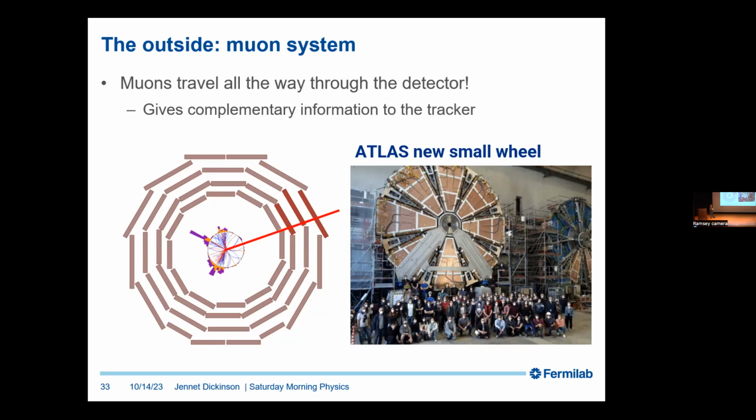ATLAS built this huge new small wheel fairly recently. It's part of the detector now, but just to give you a sense of the size of it, this is some of the people that worked on it, and this is the part that goes on the cylindrical detector, and the protons go through there.